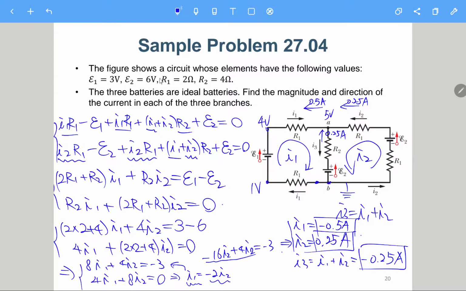And then E2 is 6, E2 is 6. So this node is minus 1 volt. This one is minus 1 volt. And so E2 is 6 volts, so this is 6 volt. So 6 minus 1 is 1 volt, 1 volt over 4, 0.25, which matches the answer. And yeah, we have 5.